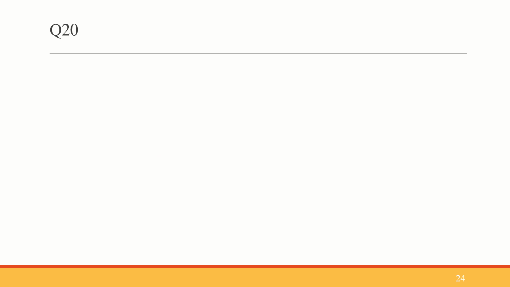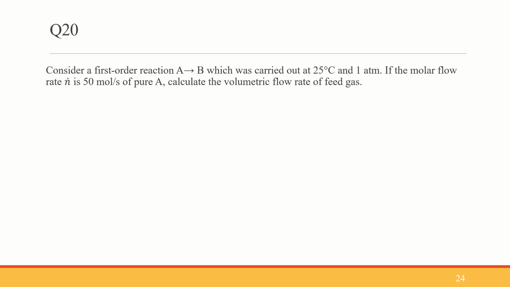So here question 20 is the last question for problems from week 12. But it is a very simple problem, I would say. And we'll see the question and then you can answer. Consider the first order reaction A giving B, which was carried out at 25 degrees Celsius and 1 atmosphere. If the molar flow rate is 50 moles per second of pure A, calculate the volumetric flow rate of feed gas.